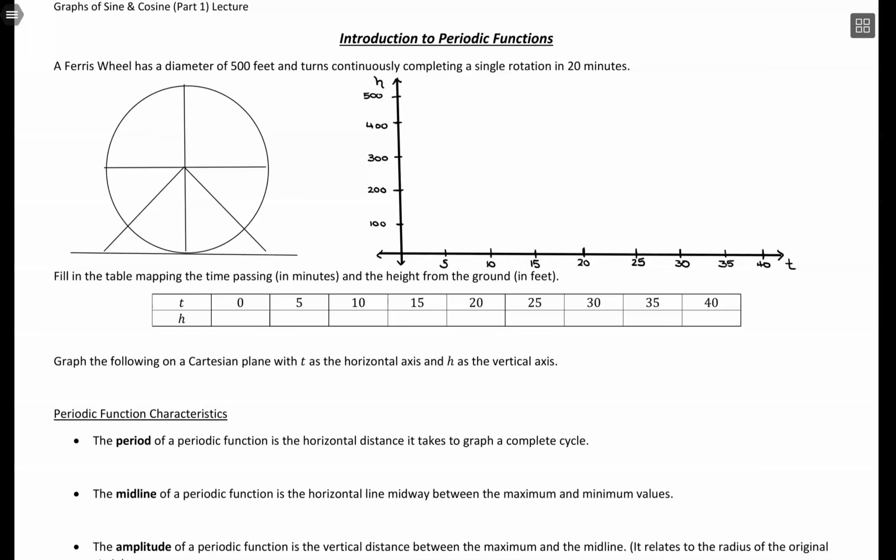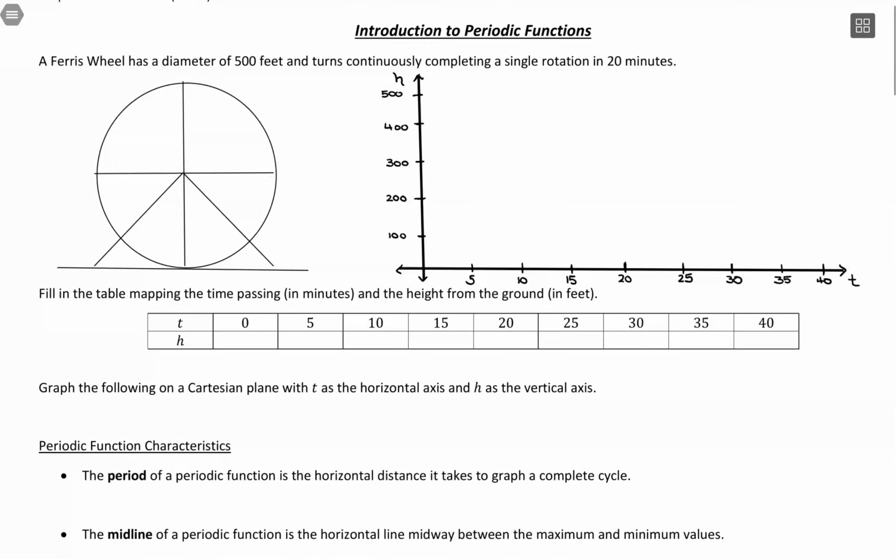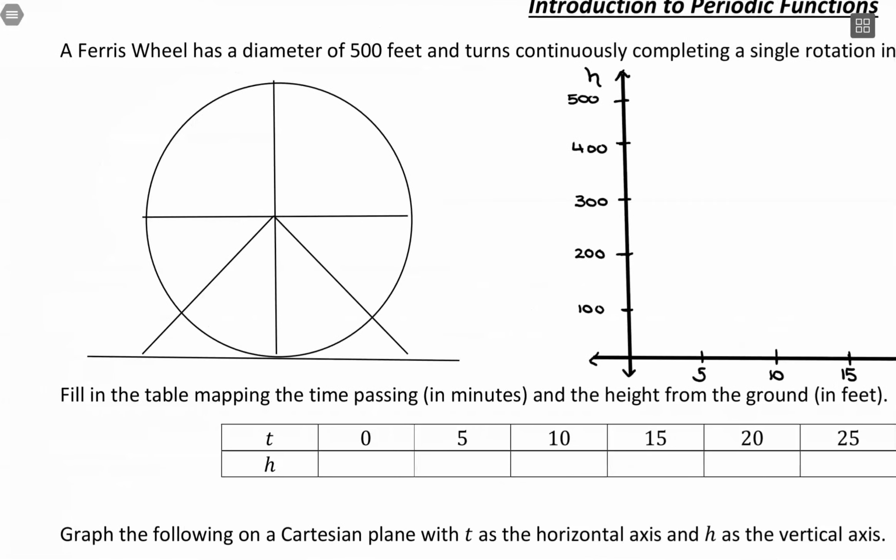So what we have here is our Ferris wheel. It has a diameter of 500 feet. So our diameter is the distance across the entire circle. So we have 500 feet there. It also can be visualized here. So meaning down here we have a height of 0 feet. And up here we have a height of 500 feet.